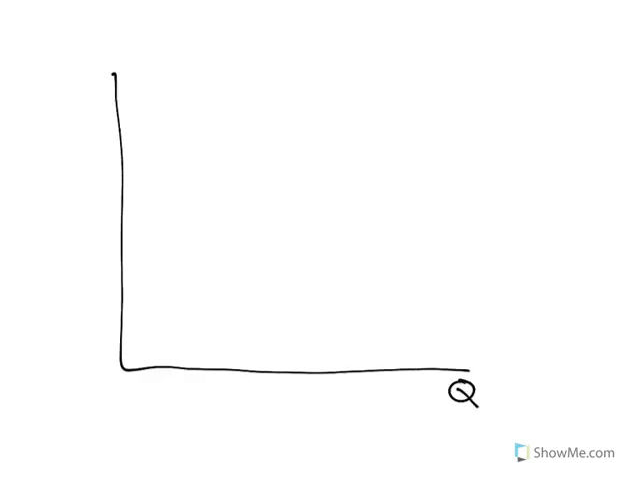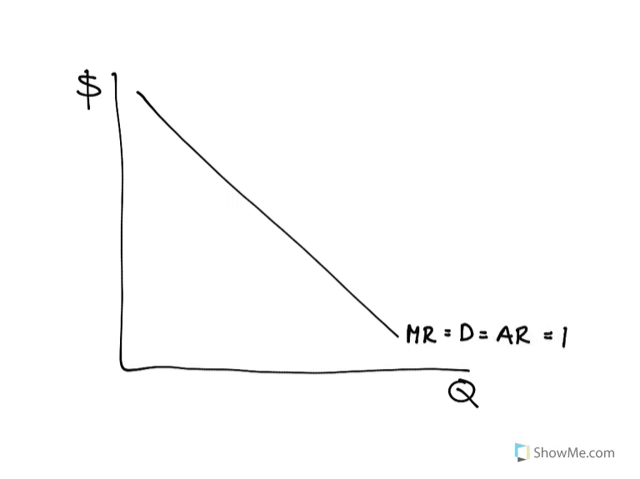So let's go ahead and do that. Again, the setup's the same in terms of quantity and dollar sign, but now instead of drawing two curves, we're only going to draw one curve. So this curve is going to be marginal revenue, but it's also demand, it's also average revenue, it's also the price.